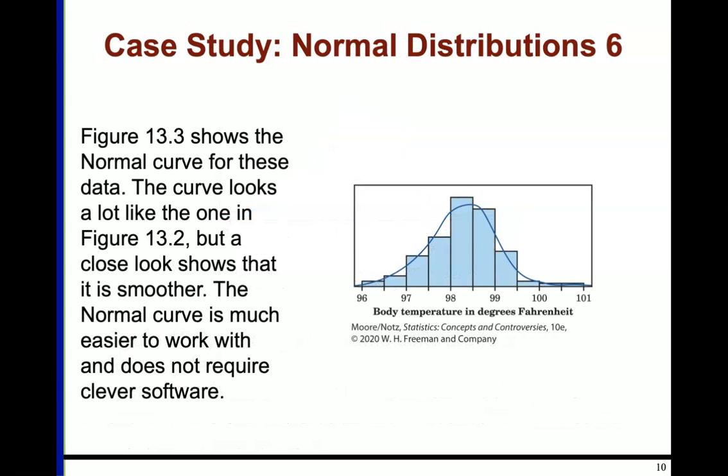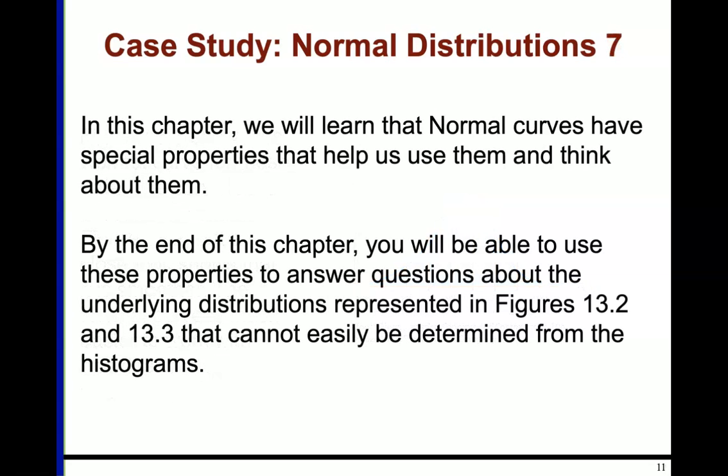So what do we do with this normal curve? We understand so much about this normal distribution that we're actually going to be able to make calculations from a normal distribution and answer some questions about probability using it. So in this chapter, we're going to learn about these properties of the normal curves. We're going to learn how to use them and how to think about them, and then also answer some questions about different distributions in ways that we might not be able to answer just from a histogram.